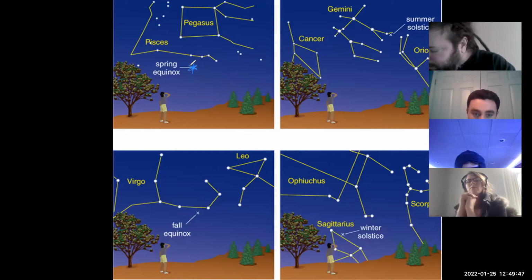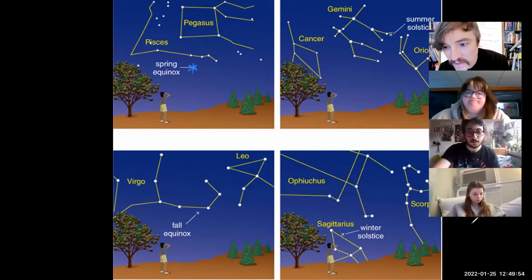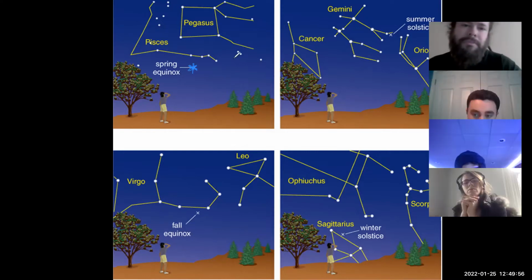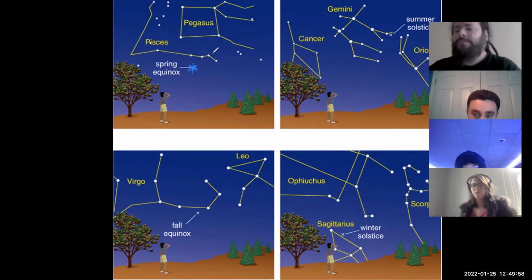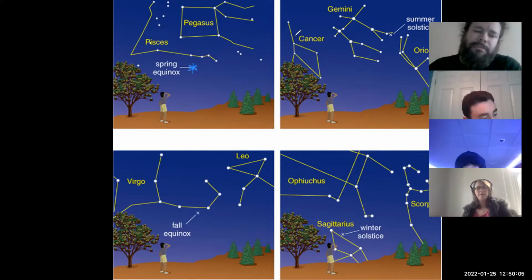Anyone out there think they can guess what it might be? Is that the comet? It's not a comet. It's a special astronomical object that only appears at the spring equinox once every year. It's the sun, okay?